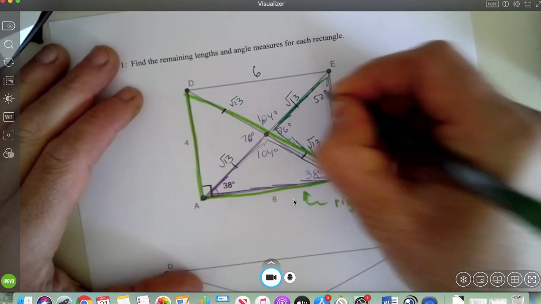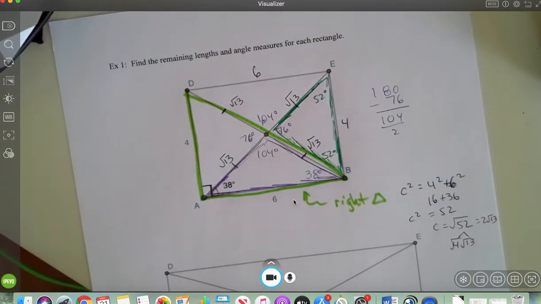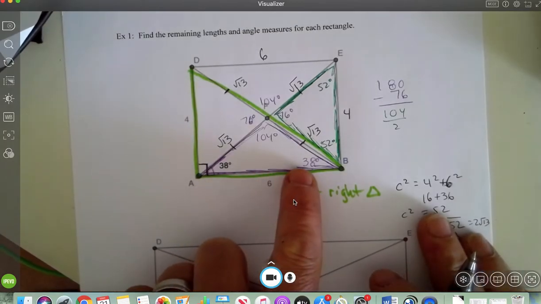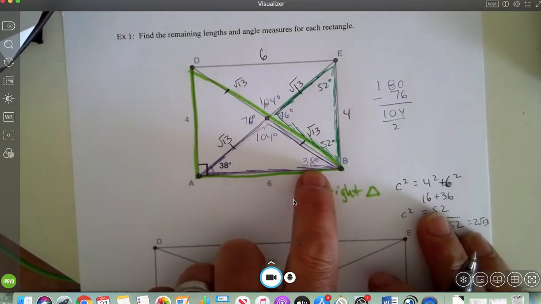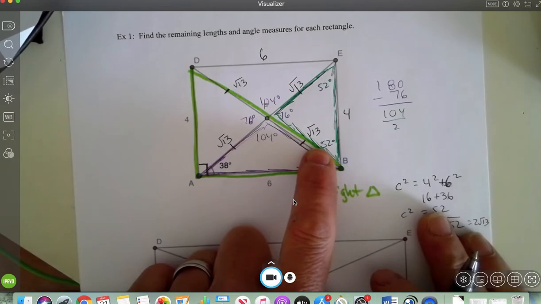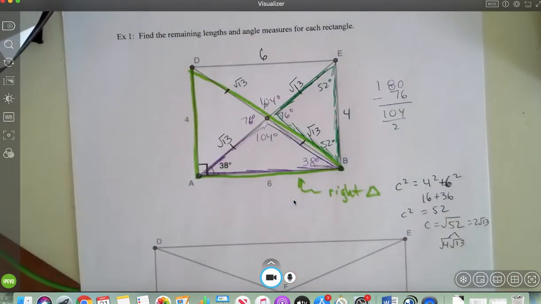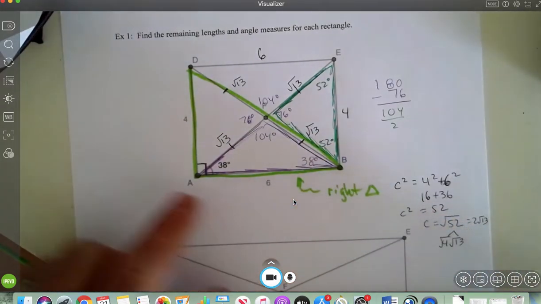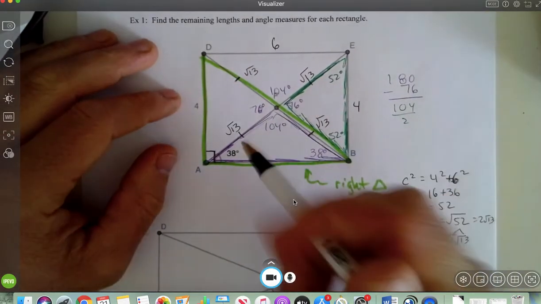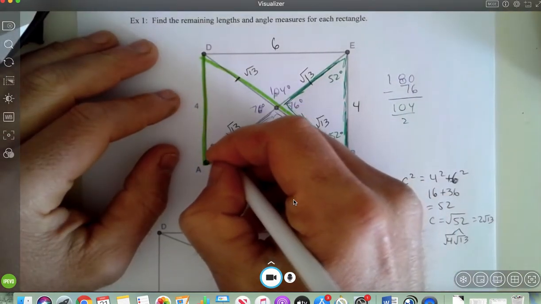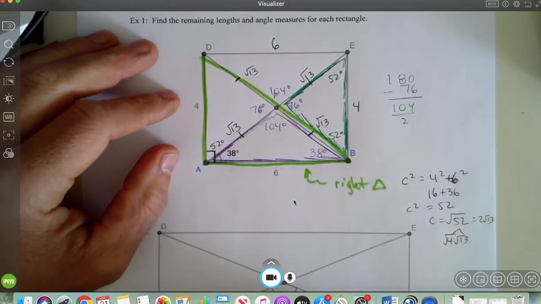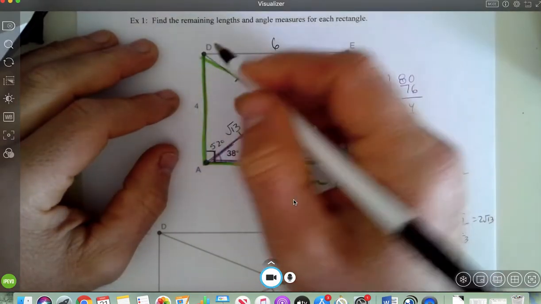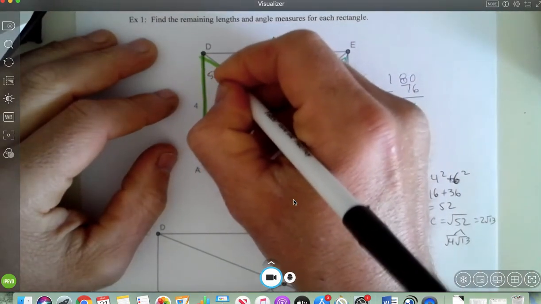Now, I could have chosen to not use the isosceles triangle. I could have remembered that since this is 38 and this whole thing's a right angle, I could have done 90 minus 38 to get 52. There's a couple different ways to do it, and it's really just personal preference. 38, this is 52, so that they add up. This is an isosceles triangle, so these two angles must be congruent.